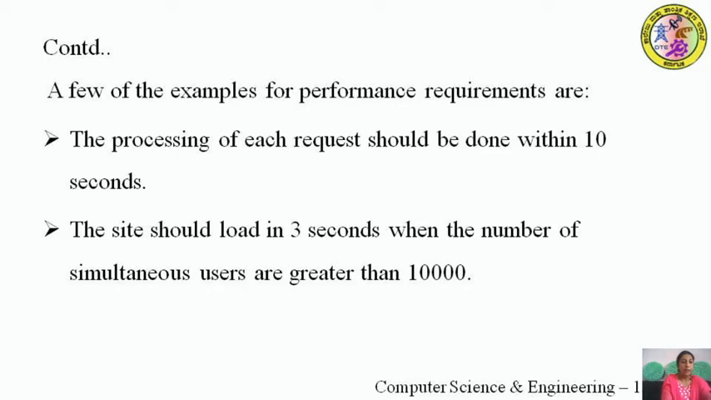Now let's have a look at a few more examples of performance requirements. Number 1, the processing of each request should be done within 10 seconds. Example number 2, the site should load in 3 seconds when the number of simultaneous users is greater than 10,000. Both the examples here clearly specify the response time of the system for the particular operations to be performed. Therefore, these requirements belong to the category of performance requirements.